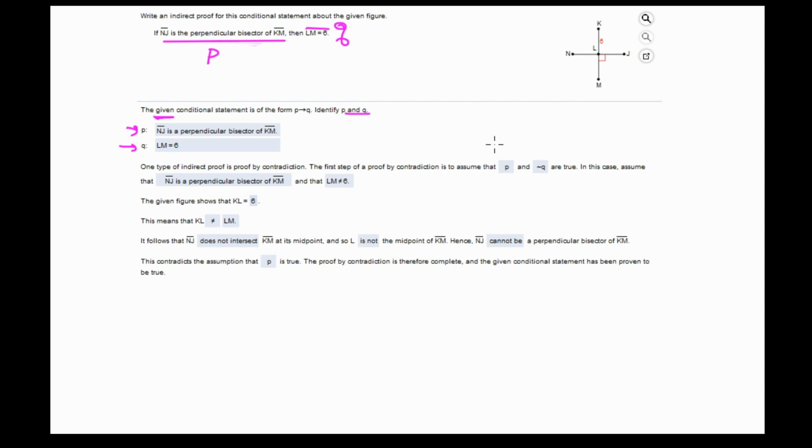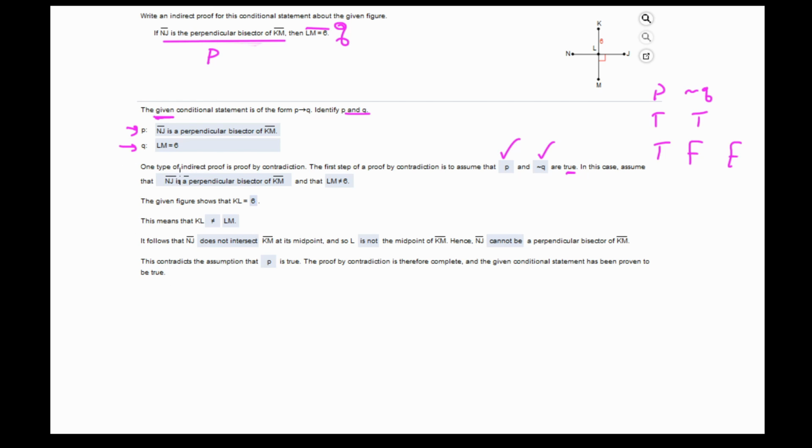So the first step of a proof by contradiction is to assume that P is true, or assume P and not Q are true. So that goes back to our truth table, and we want P is true and not Q is true. But we need to show it's false so that we can get that the overall truth value of this is false, and therefore our original conclusion is potentially true.